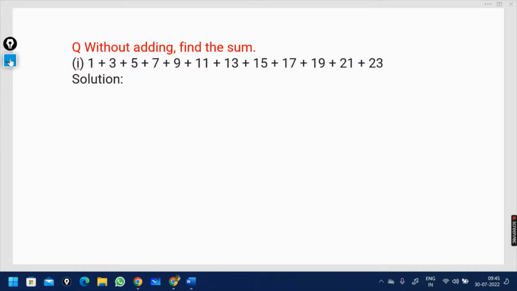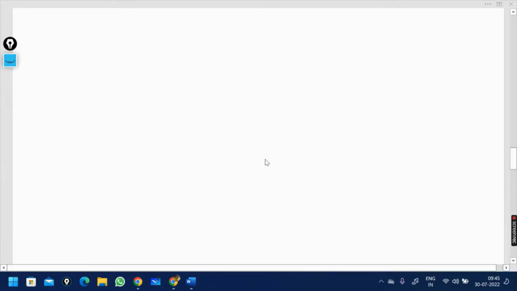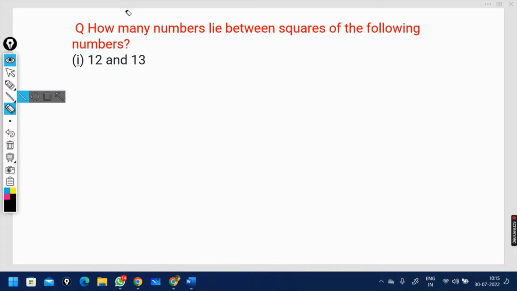So let's do one more property quickly, which is again a shortcut which you can use in your serial classes. So the next question is, how many numbers lie between squares of the following numbers? The numbers which are given to us are 12 and 13. And we don't have to tell the numbers between 12 and 13. I know there is no number. These are consecutive numbers in counting.